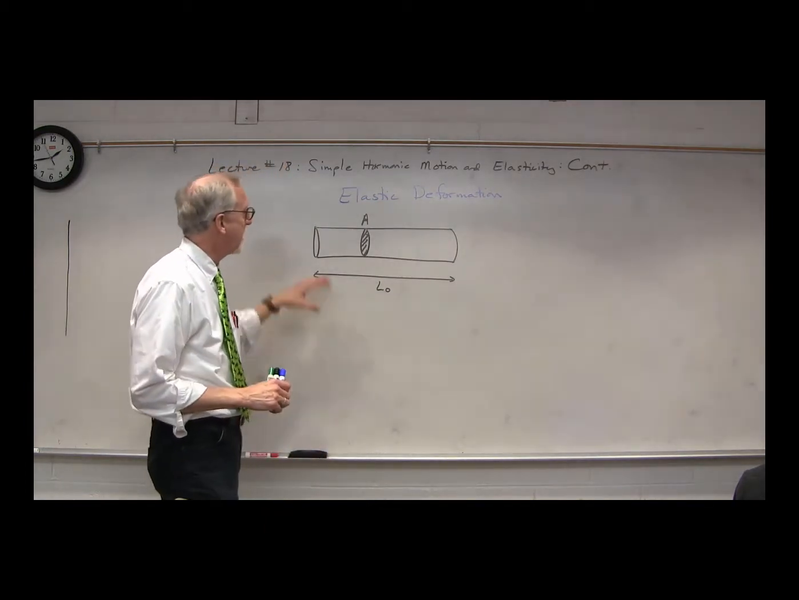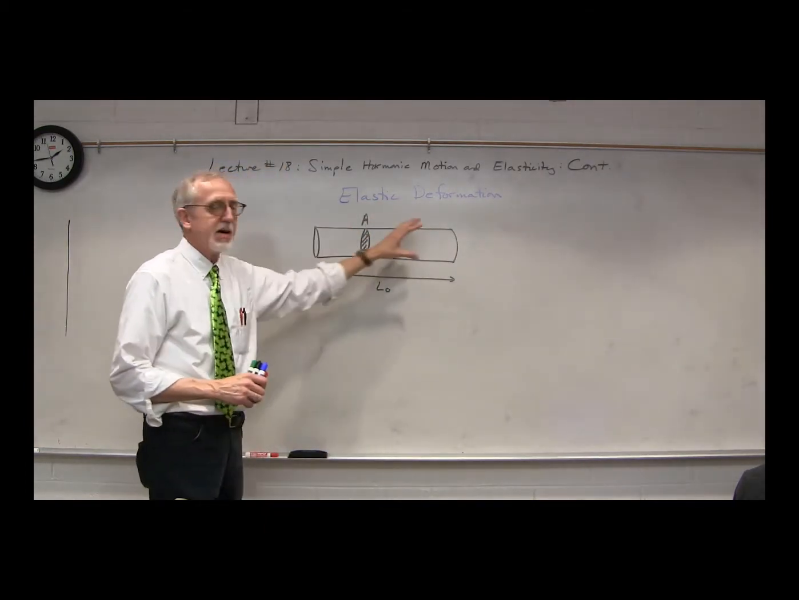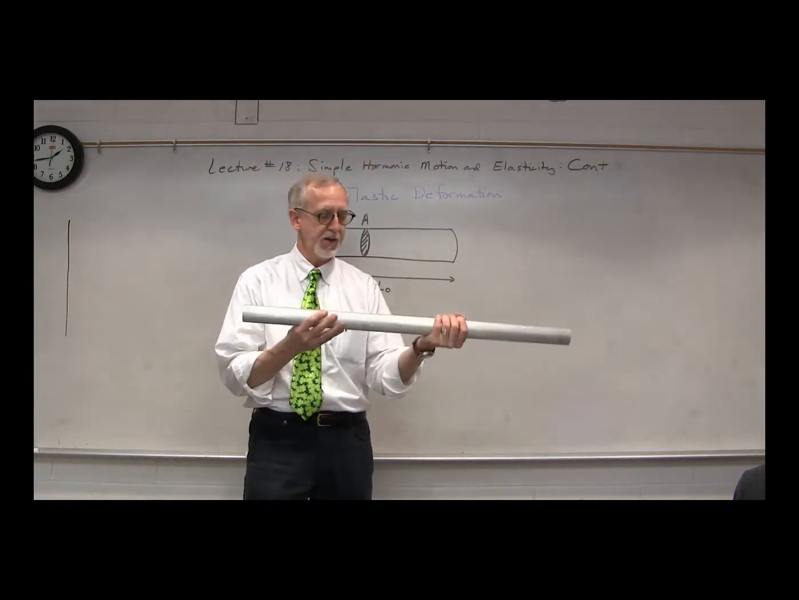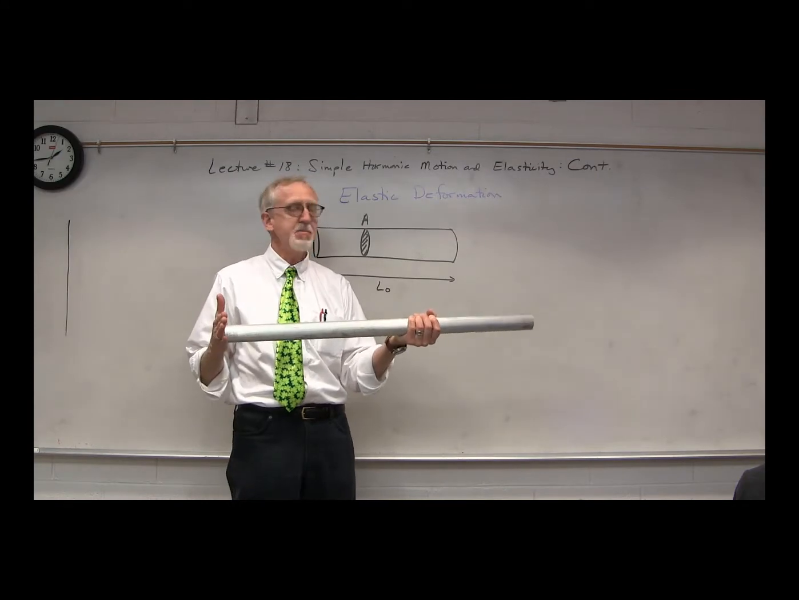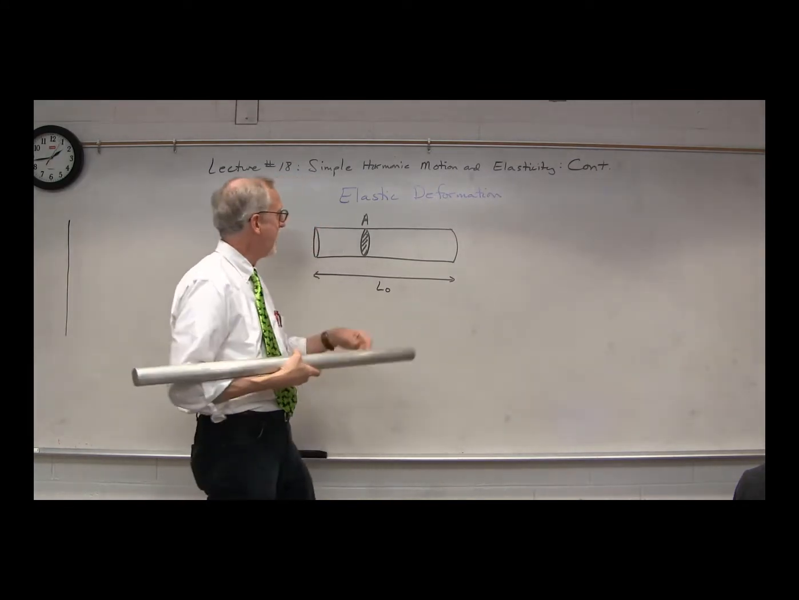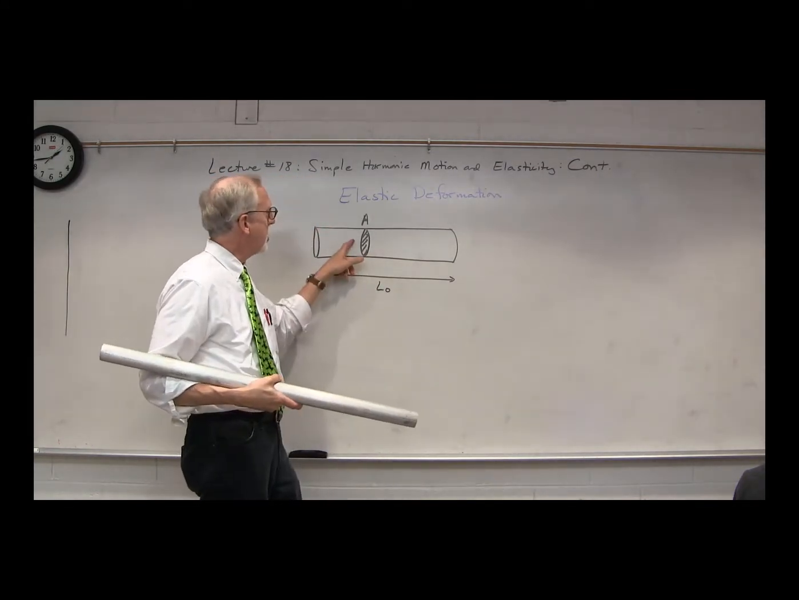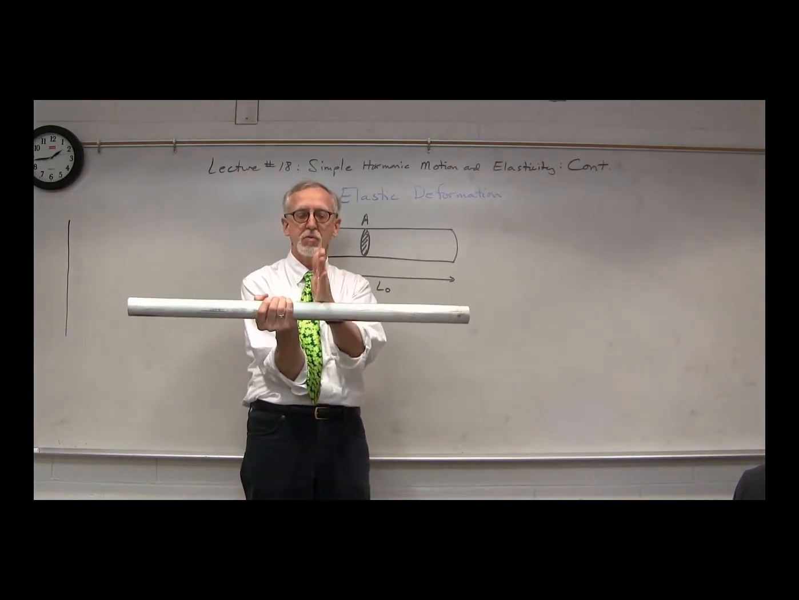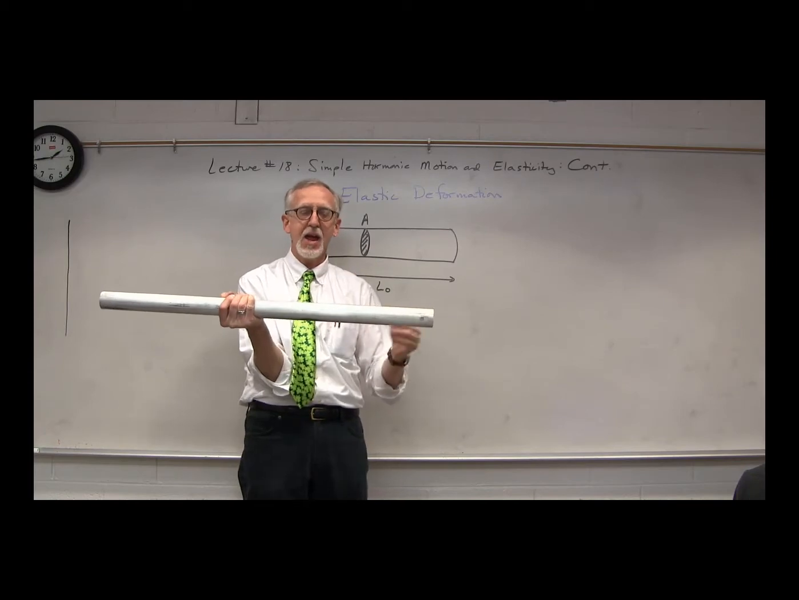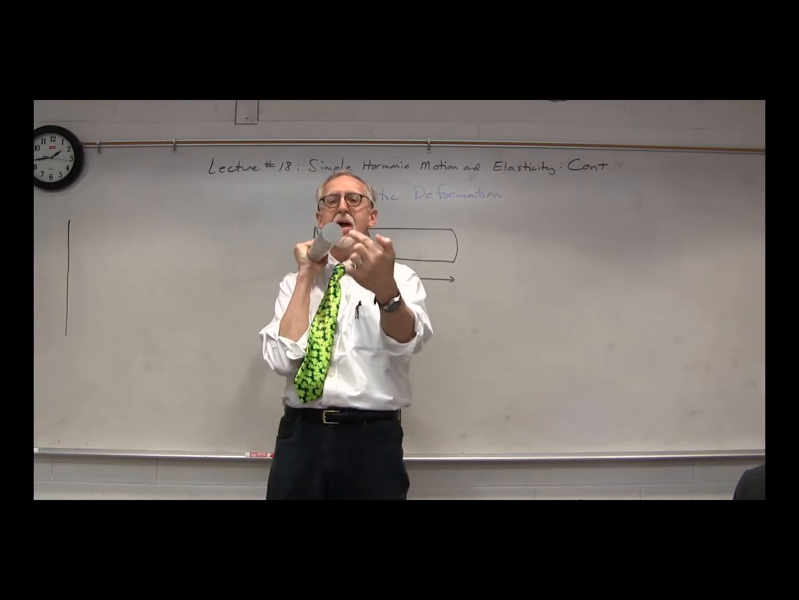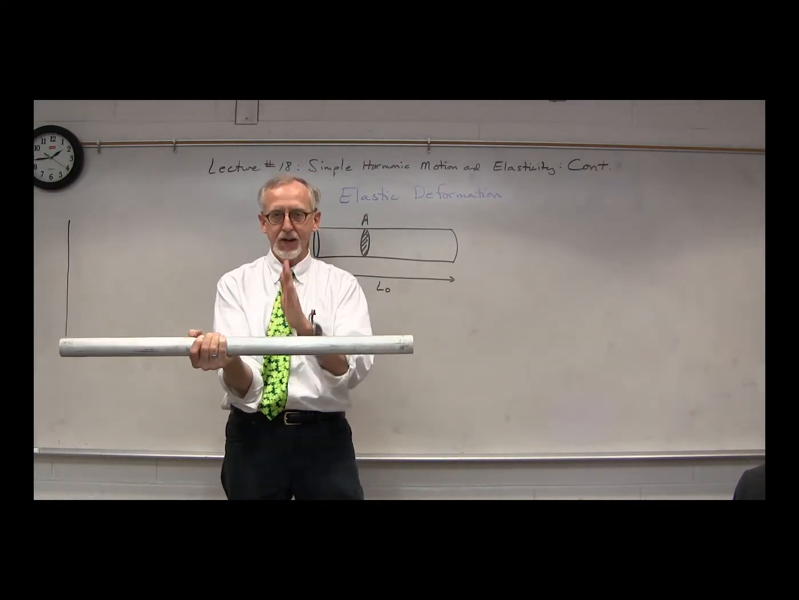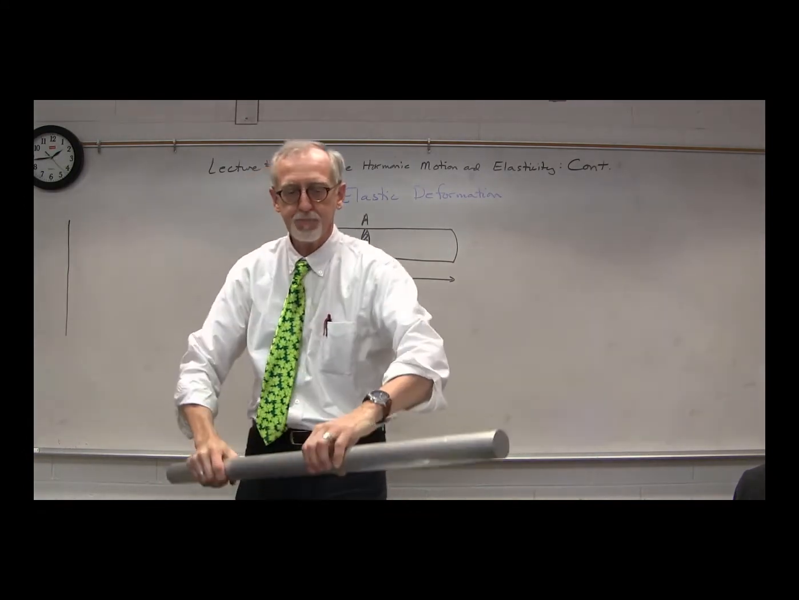Let's imagine that we've got, say, a rod, a cylindrical rod, maybe something like this, for example. Here is an aluminum rod. Let's imagine it's got some initial length L0 and some cross-sectional area A. In other words, if you were to cut across the rod and look at the area, here, A is the cross-sectional area. What's the area if you were to cut across the object?